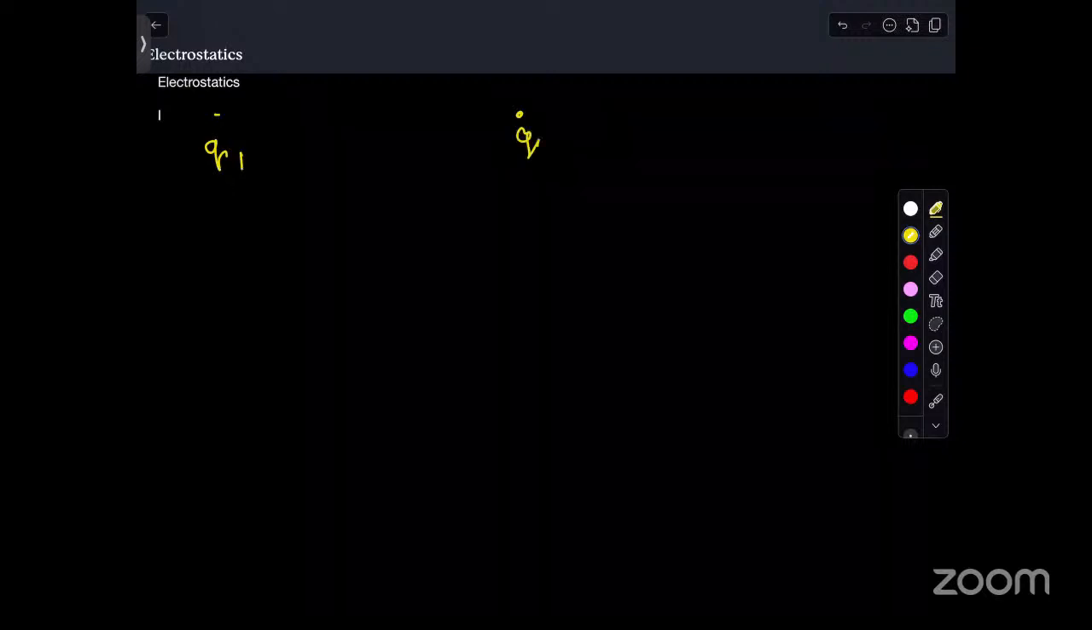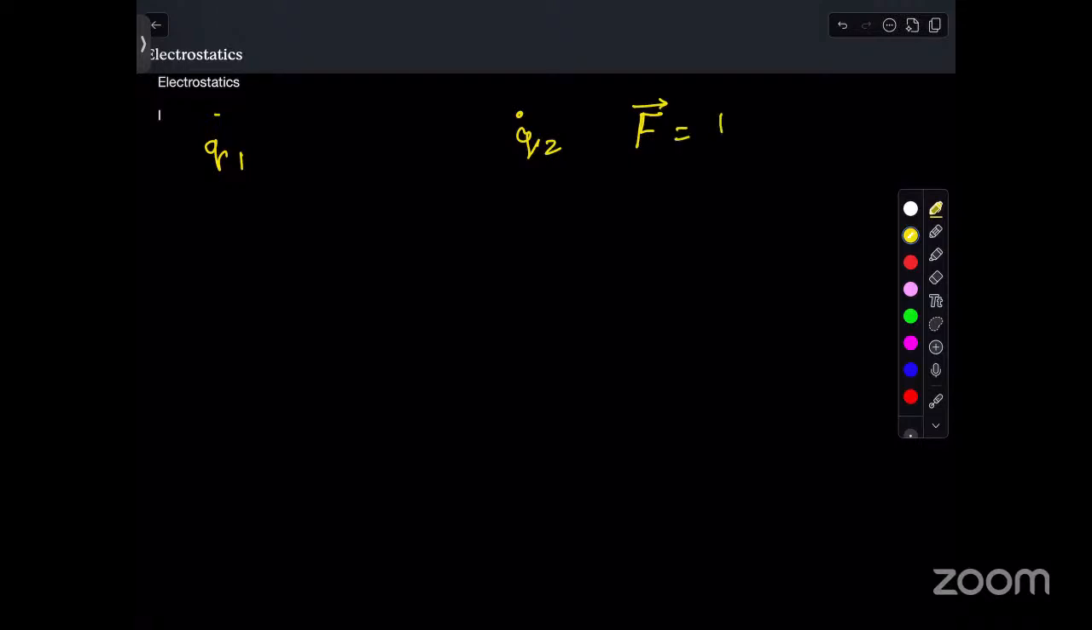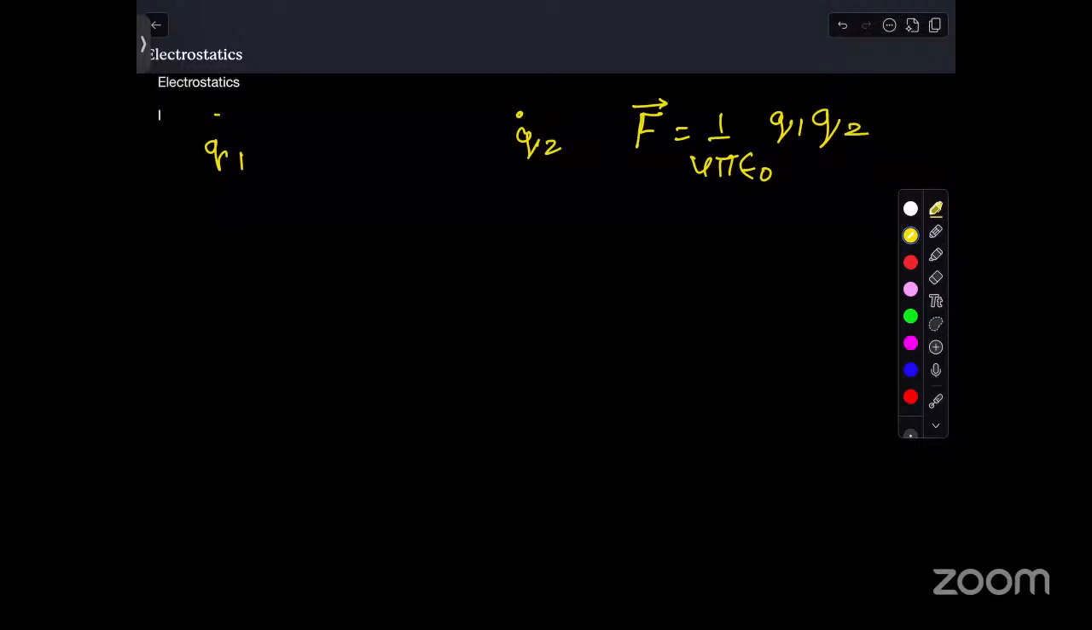electrostatics. You have learned Coulomb's law for a point charge. Q1, Q2 upon R square, where two point charges exert a force of electric force on each other equal to 1 upon 4 pi epsilon naught Q1, Q2 by R square, where R is the distance between them.